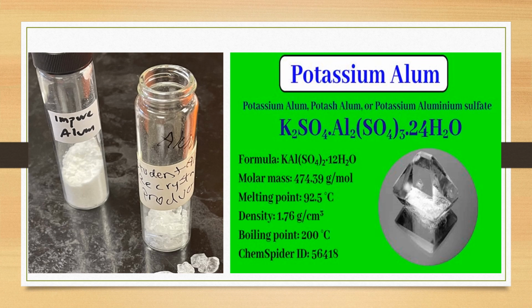Alum crystals are commonly used in food preparation processes like pickling, fermentation, and baking powder. It's also used in water purification, leather tanning, and cosmetic use as a deodorant and aftershave treatment.